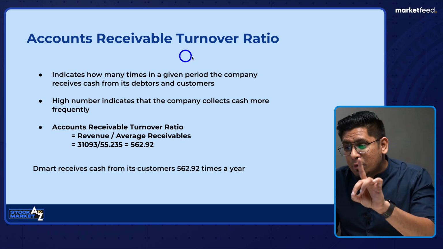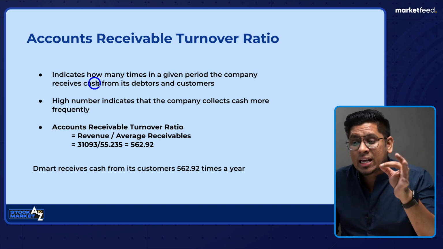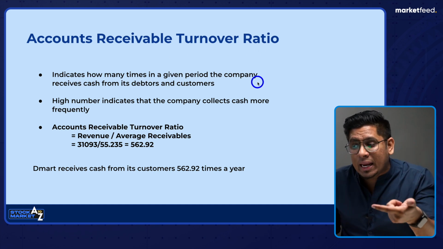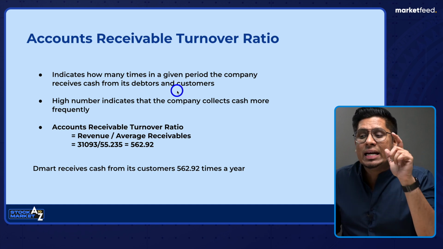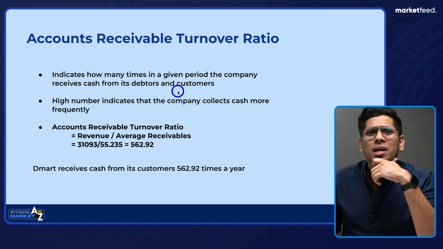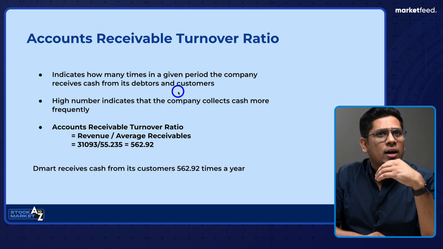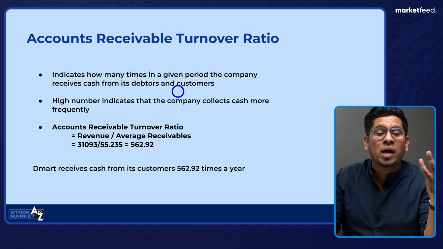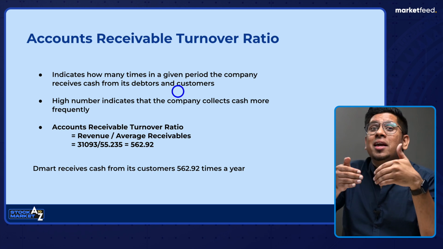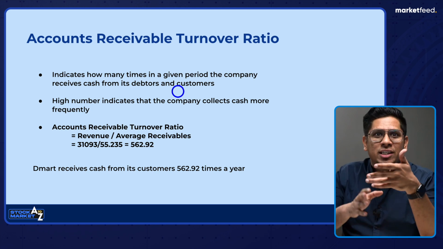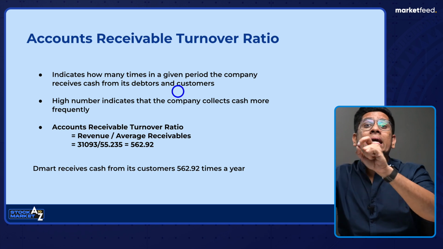So accounts receivable turnover ratio indicates how many times in a given period the company receives cash from its debtors and customers. Very important, no? To know the efficiency of a company. Say there is a company, it has really good revenue, it is looking good, but it is not receiving money into its bank account. Balance sheet is showing a good amount of receivables, but money is not coming in.